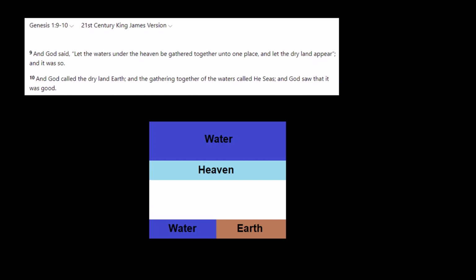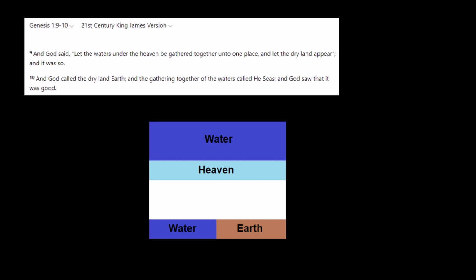And God said, "Let the waters under the heaven be gathered together into one place, and let the dry land appear." And it was so. And God called the dry land earth, and the gathering together of the waters called he seas. And God saw that it was good.